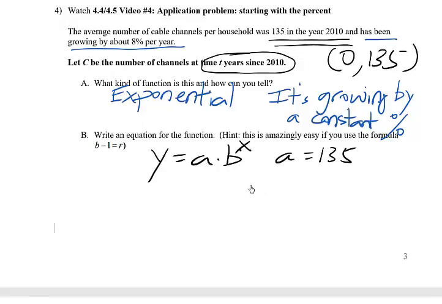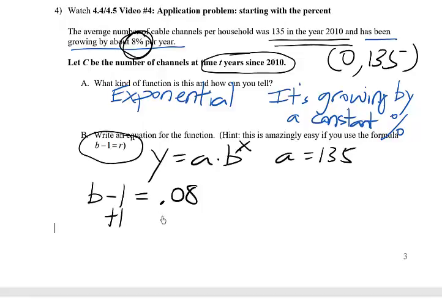As far as the B value, we may not know it directly at the moment, but we just about have it because of that great little formula B minus 1 equals R. If you know the R, remember R is the constant percent, you can quickly figure out the B. I'll just plug in: B minus 1 equals my R. In this problem, my constant percent is 8%. I need to write that as a decimal. That would be 0.08. Just solve this equation for B and you're done. Adding 1 to both sides, I get B equals 1.08.